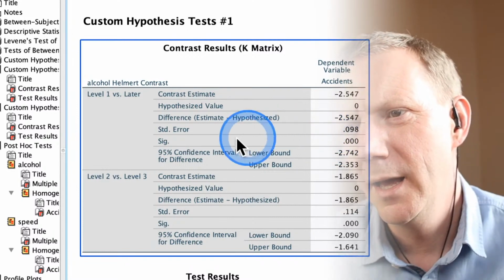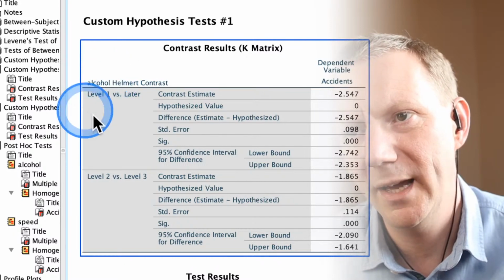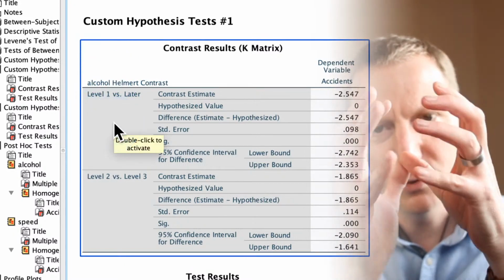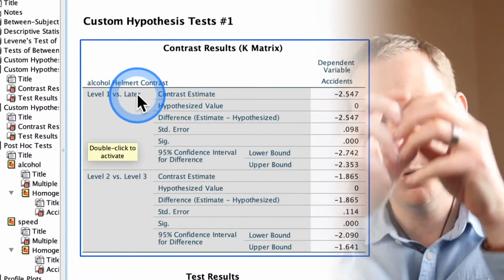The second contrast now does not use the first level anymore because it already used that chunk, puts it aside, and then it splits up the later part.